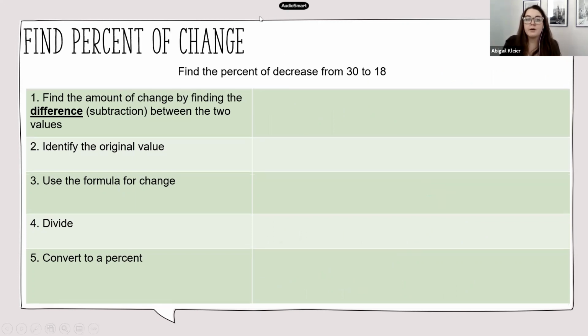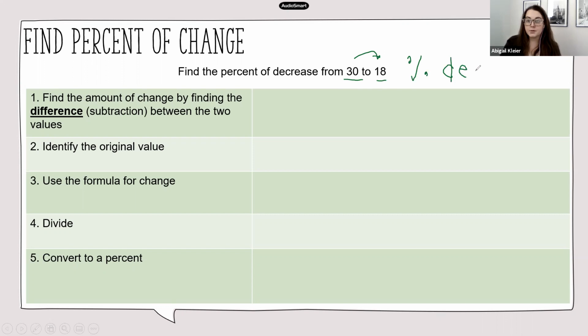Let's go ahead and go over another example problem right now. Here's another one. We have, find the percent of change. We're going to find the percent of decrease from 30 to 18. So again, our starting number there is 30. Then our new number is 18. So we know that this is a percent decrease.